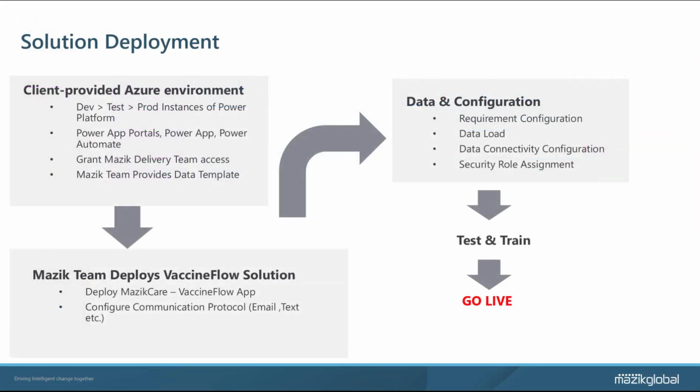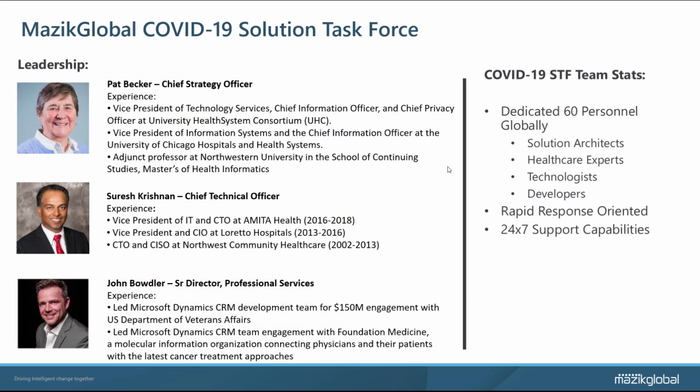We have streamlined our deployment process, so everything in the beginning for vaccination appointment, scheduling and administering, all of that functionality could be deployed within 3 to 5 days, right? All we need is to make sure that we have access to the dev, test, production instance of the Power Platform. We deliver the Power Automate, Power Apps portals, and then configure the system, provide you the training, and go live with the application platform.